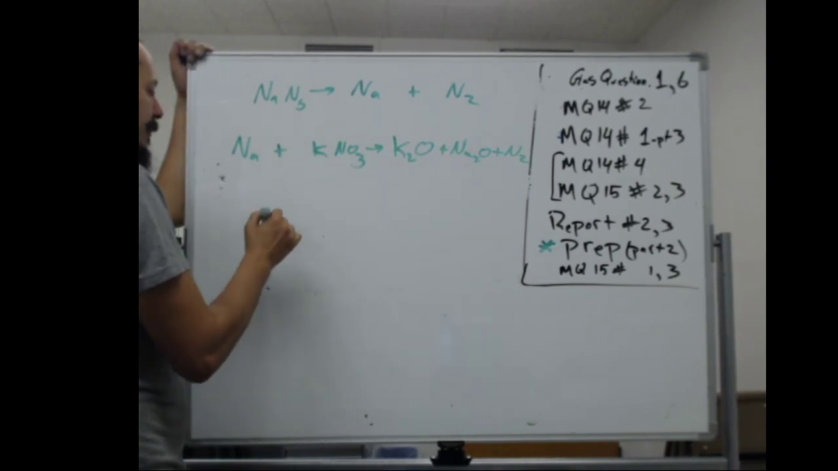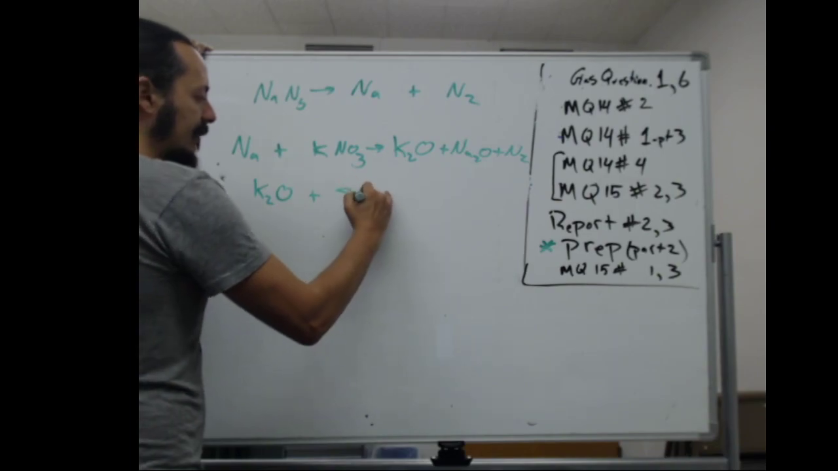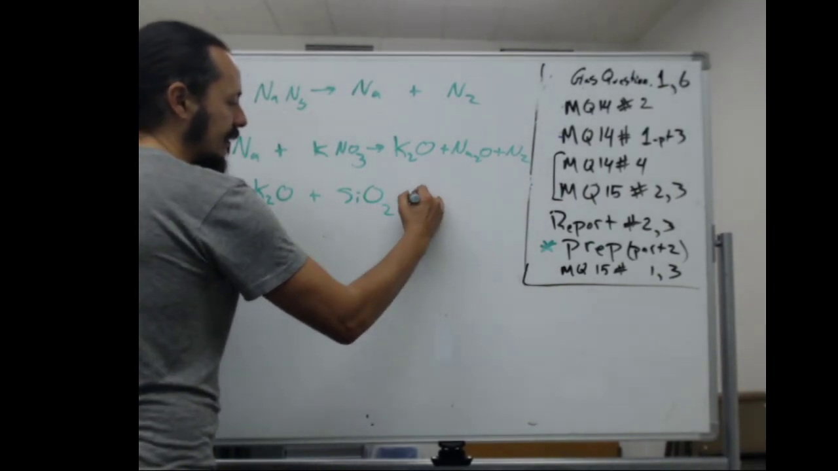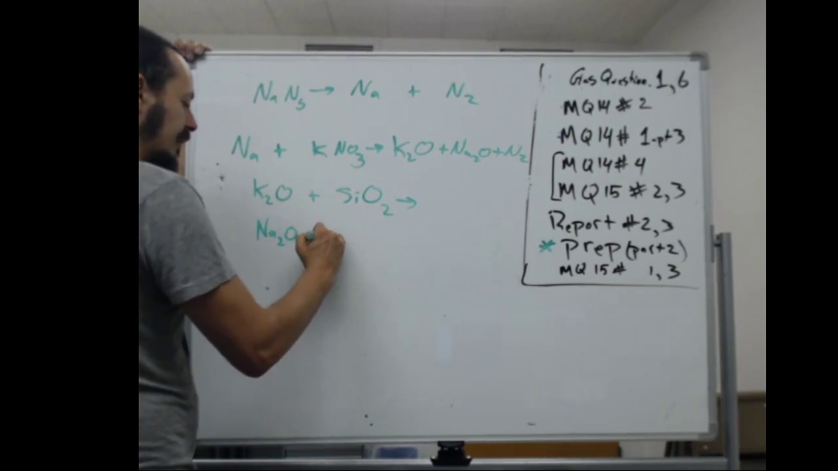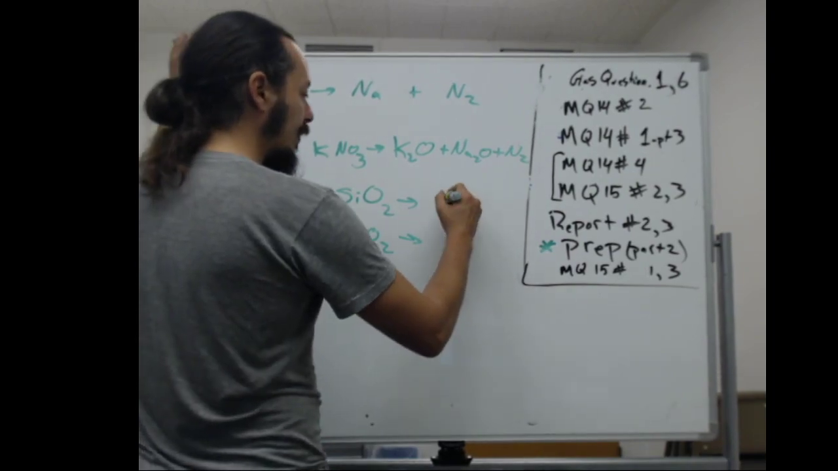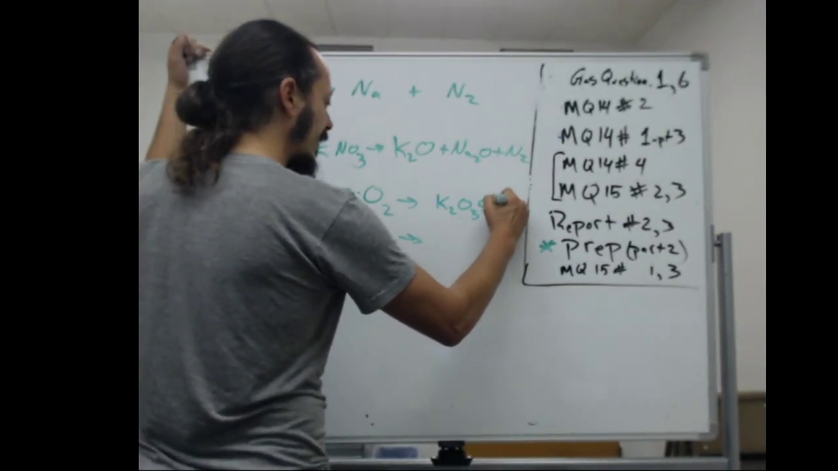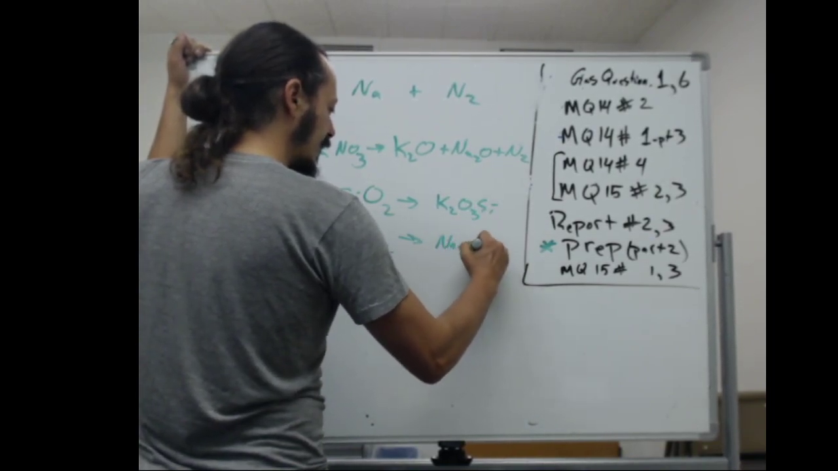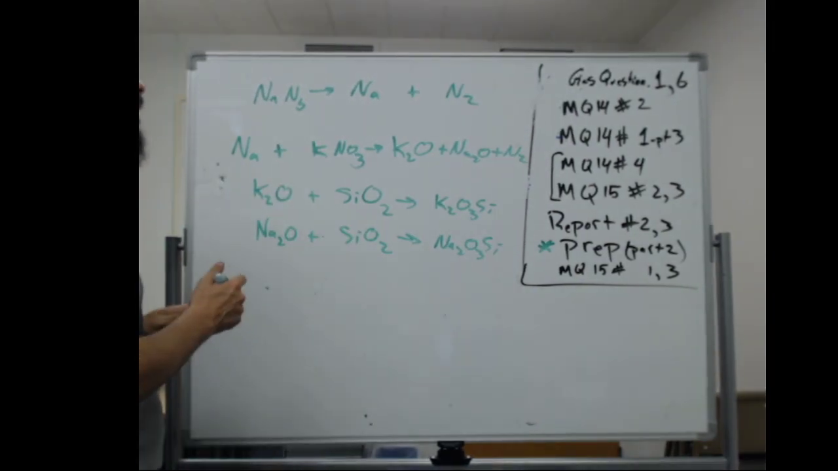So we want to go ahead and react those further. We're going to react the potassium oxide with silicon dioxide. And we're going to react the sodium oxide with silicon dioxide. And these both produce this relatively benign K2O3Si and Na2O3Si. And these things are really not very reactive.